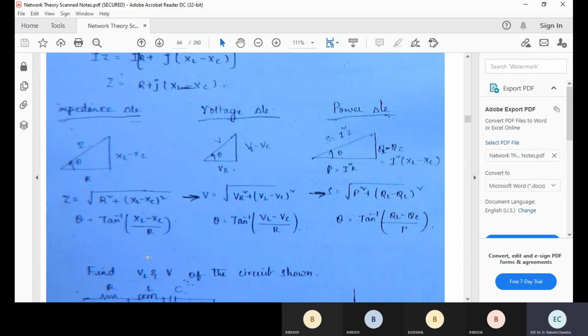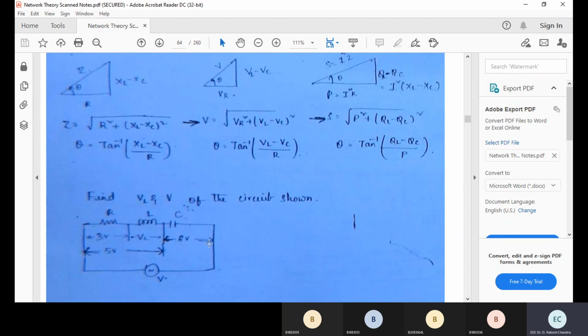Right. So similar to the previous cases for RL and RC, we can construct the same impedance triangle, voltage triangle, power triangle. This is R component. This is XL minus XC component. This is VL minus VC component. And your power triangle, your active power, your apparent power, and your reactive power, all these combinations. The same expressions, your theta is equal to tan inverse of imaginary component by real component. Your imaginary component is XL minus XC by real component. Your theta is equal to tan inverse of VL minus VC by VR and all such components.